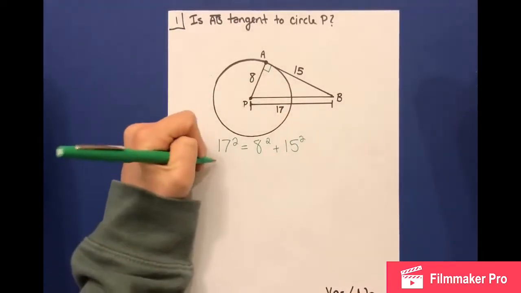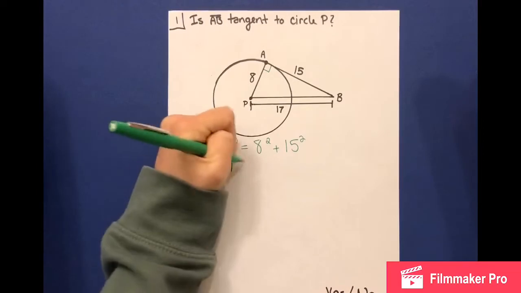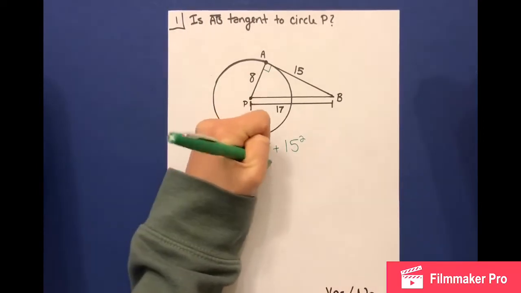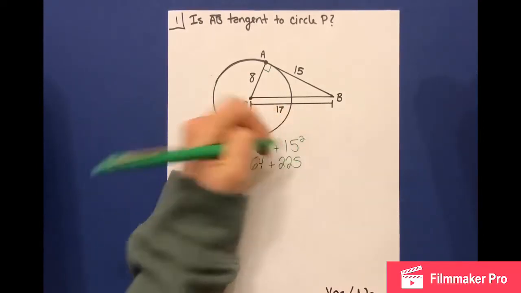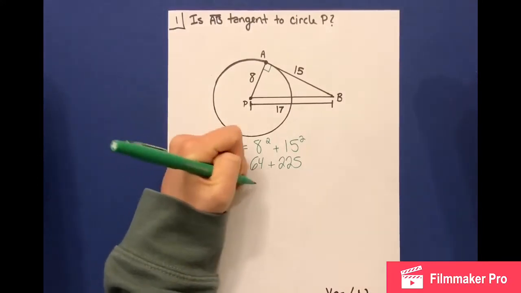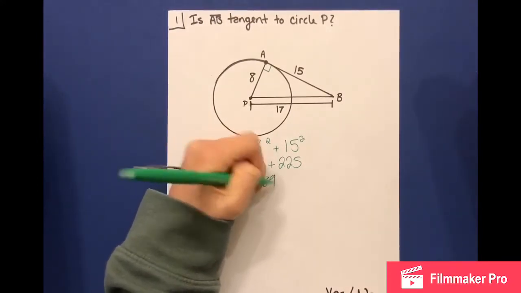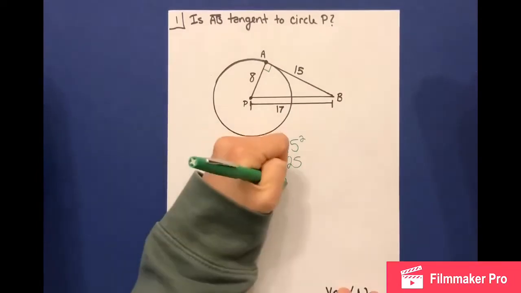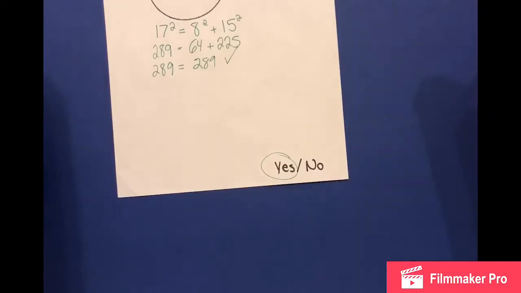17 squared gives me 289 equals 64 plus 225. Just keep going down. Let's see, 289 equals 289. Is that a true statement? Yes. So what do we actually know? Is it tangent? Yes.